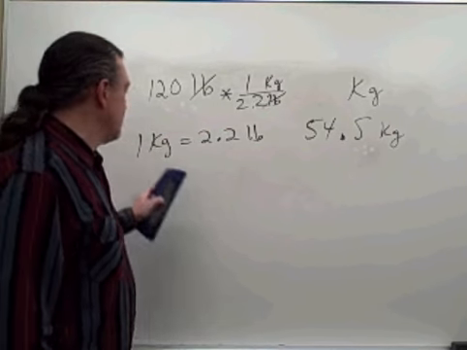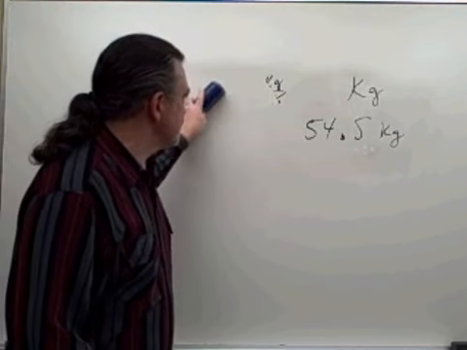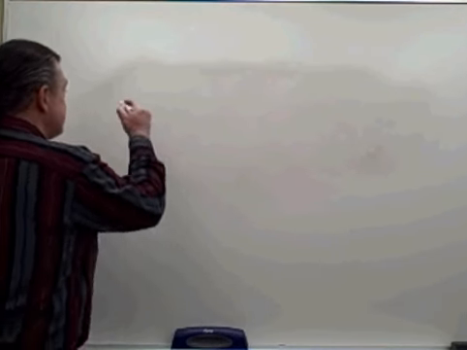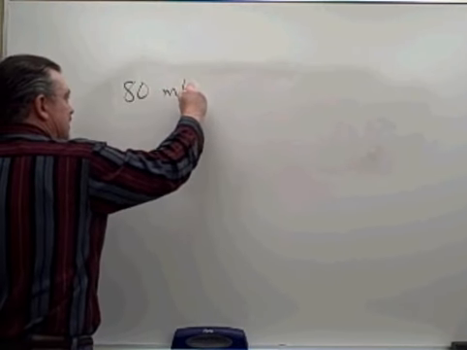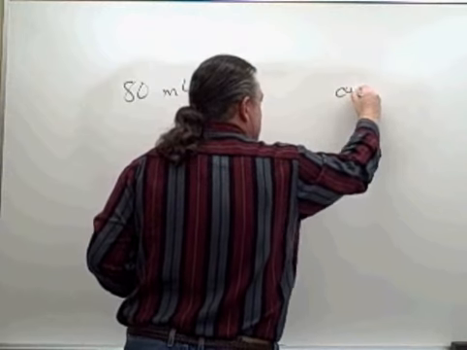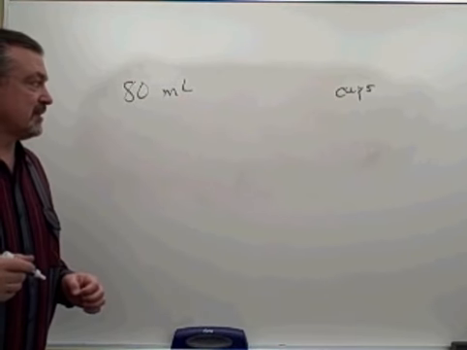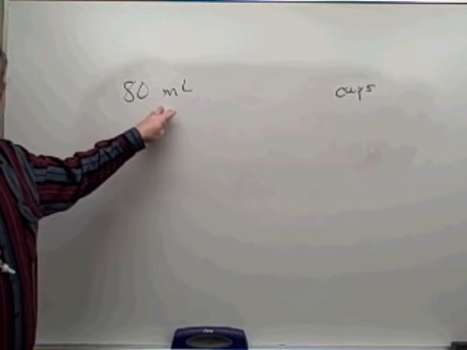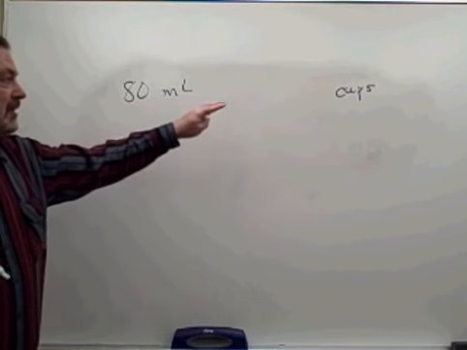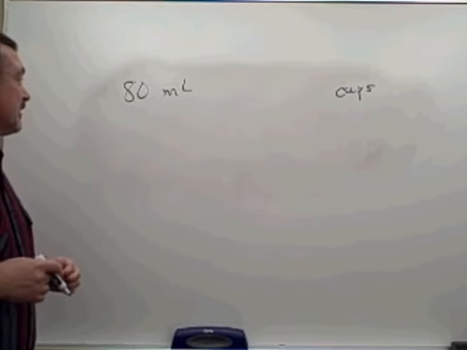Let's look at one more conversion in this particular video. Problem 3 says convert 80 milliliters to cups. So we want to convert 80 milliliters to its equivalent in cups in the household system. Milliliters is the metric system, measuring liquid. Cups is in the household system, measuring liquid.